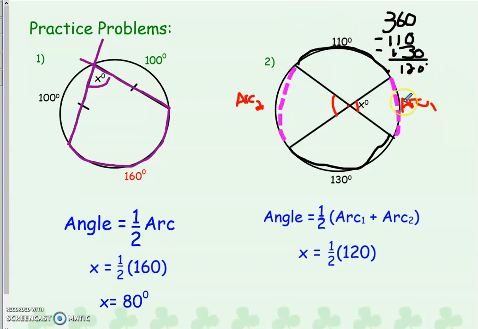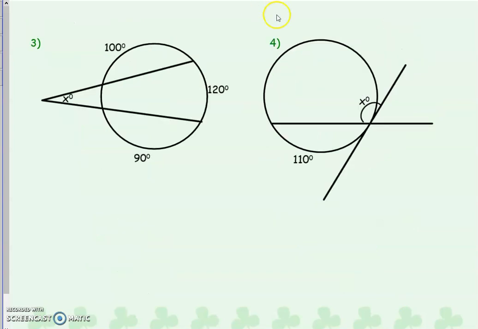Now, I don't know how that 120 is split up, but you know what? I don't need to know how it's split up. I just need to know those two arcs add up to be 120. So in this case, we could find out that x is 60. And I'll bet you some of you did this a different way, and we can talk about that tomorrow. Let's take a look at another problem.